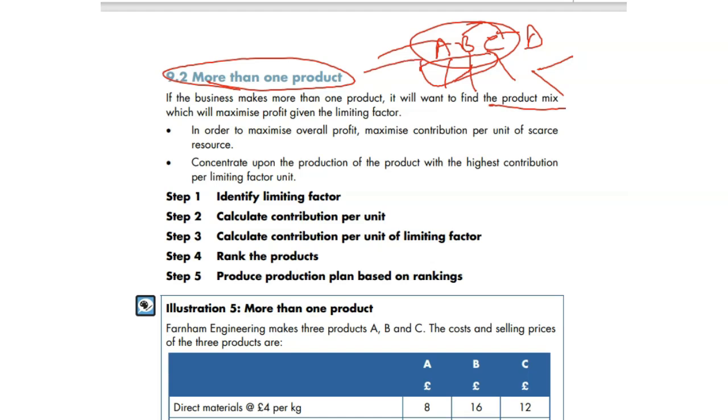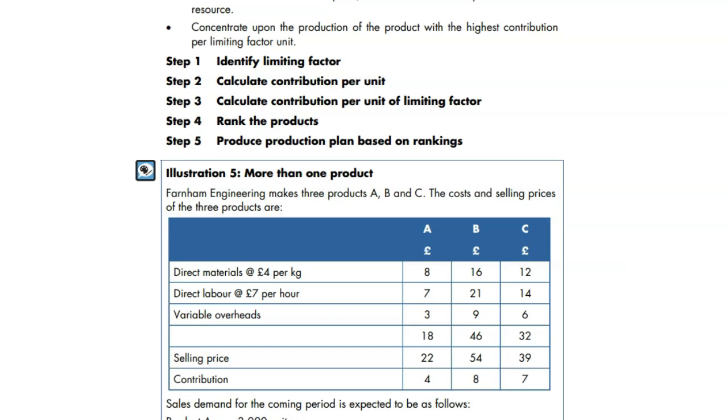But basically, here we need to take into account contribution per unit of limiting factor. There are a few steps which we need to follow. Step number 1, first, you need to identify the limiting factor. Which one is the limiting factor? Most of the time it is labor hour, but it could be materials as well, or even machine hour. Step 2, calculate the contribution per unit, which is sales less variable cost. You already know it.